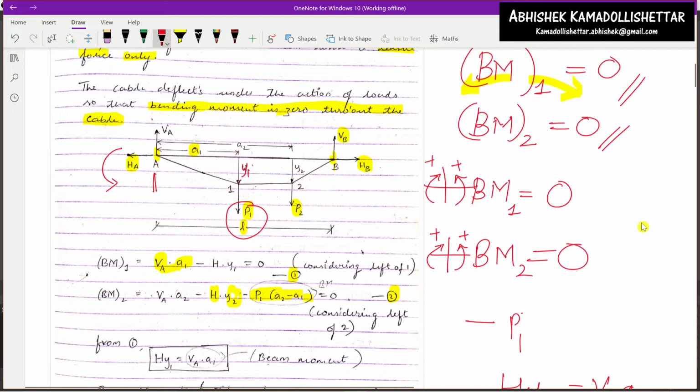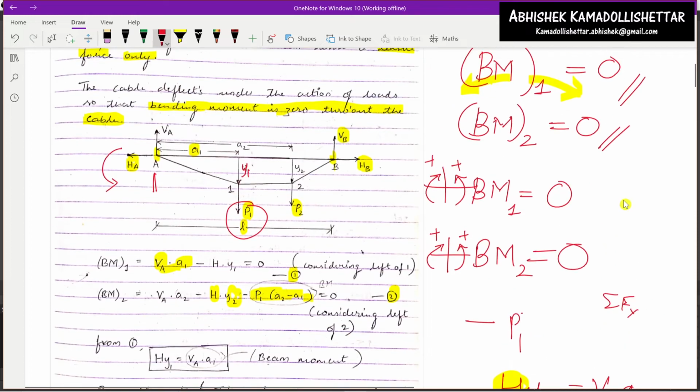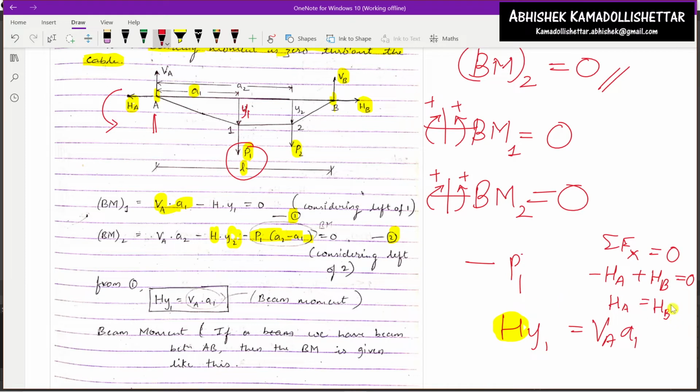Now you can ask me why I considered h instead of considering ha and hb. Because when I take summation fx, I already told you that ha is in the negative direction, whereas hb is in the positive direction. So minus ha plus hb is equal to 0, which causes ha to be equal to hb, meaning the horizontal forces are equal in magnitude. So we can take it as a common h.